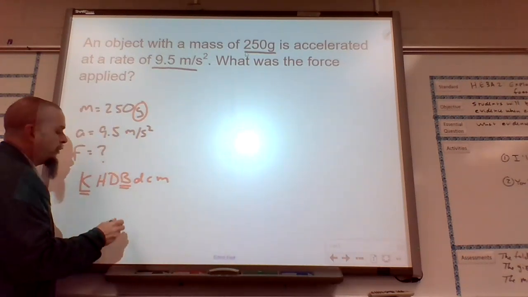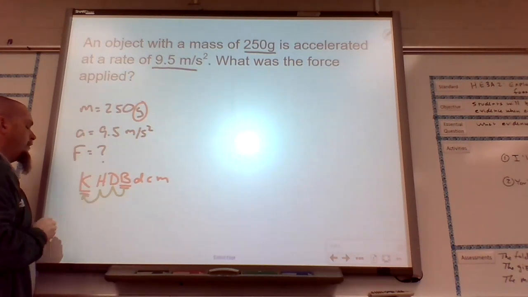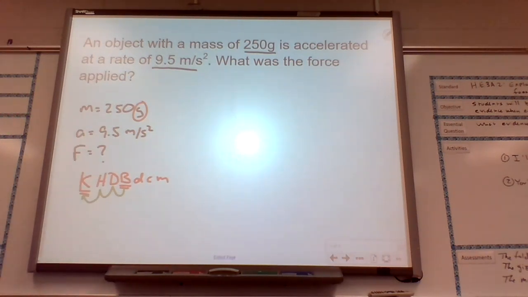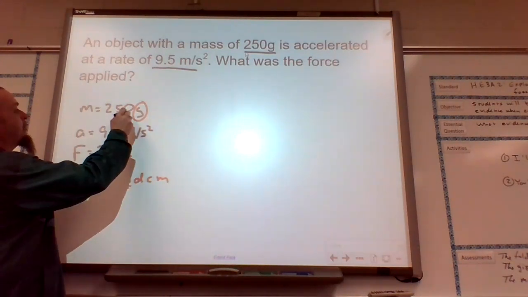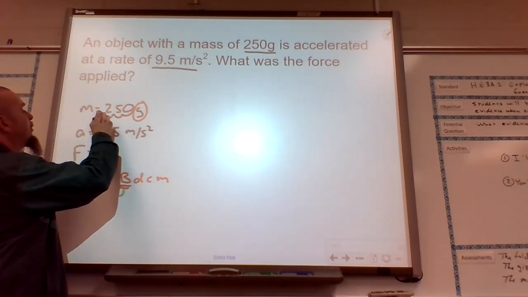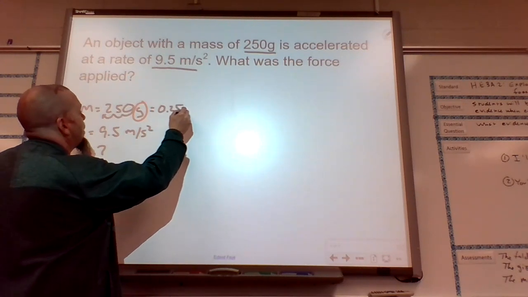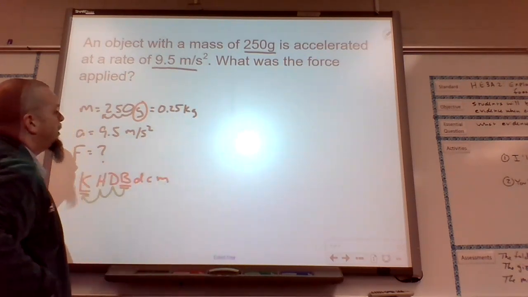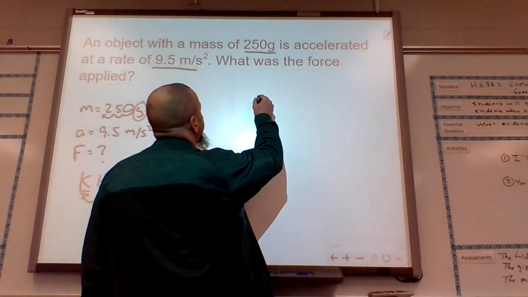We will move that decimal point 1, 2, 3 places over to the left. So move that decimal point, which will be at the end since there isn't one, 1, 2, 3 places over to the left. And you get 0.25 kilograms. Once you've done that, then it becomes a relatively straightforward problem.